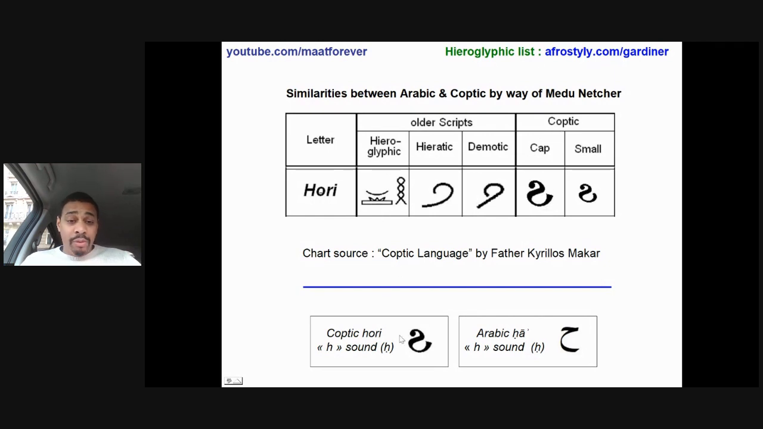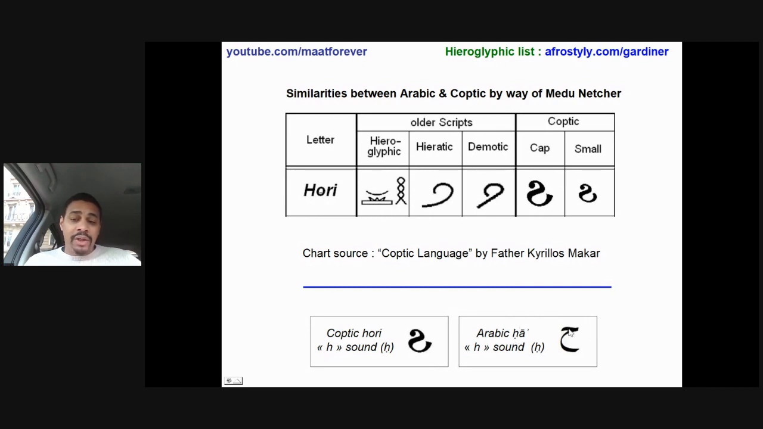So at the bottom of the page on the left, if you look at the Coptic Hori, which is the H sound, and in parentheses, you have an H with a dot underneath, which is the way to transliterate that strong H sound. And if you look at the bottom right, you have the Arabic ha, which also stands for the same sound, that strong H.